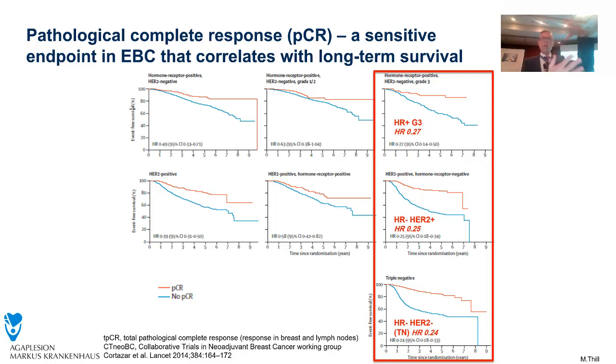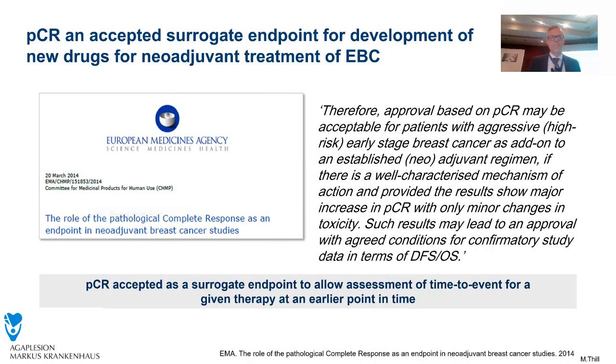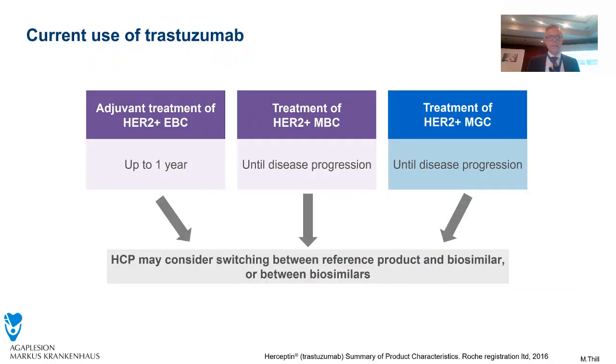You see, if your patient receives a pCR, and this is the reason why we do this in vivo sensitivity testing with our patients, treating them with neoadjuvant chemotherapy, you can tell your patient this advantage of pCR will be translated in an overall survival benefit. Therefore, pCR is accepted as a surrogate endpoint for development of new drugs for neoadjuvant treatment of early breast cancer in the EMA guideline.